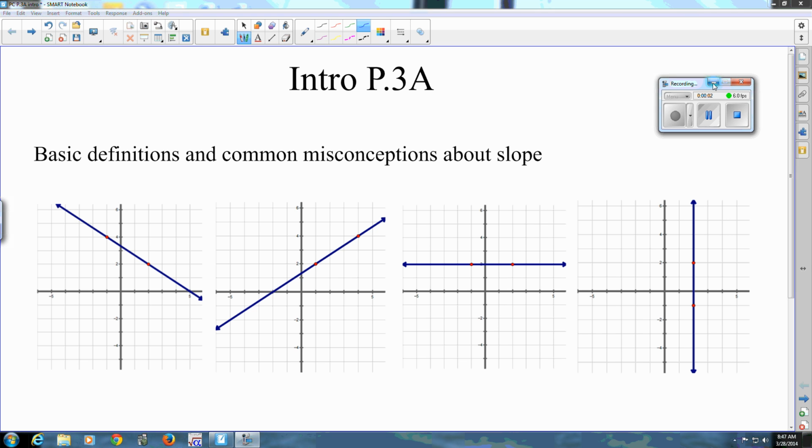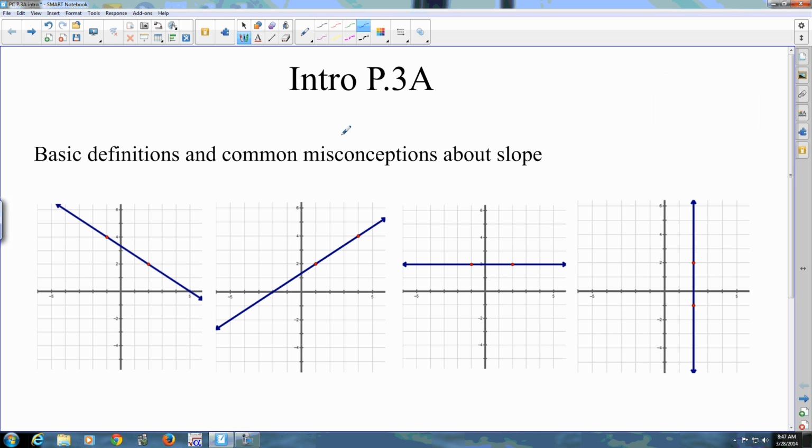Hello everyone, this is for section P3 for pre-calculus. I needed to go through some basic definitions of lines with you, particularly about slope.